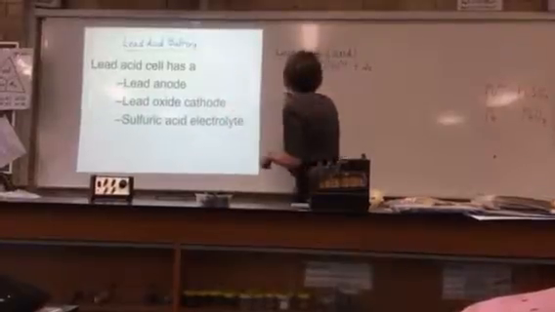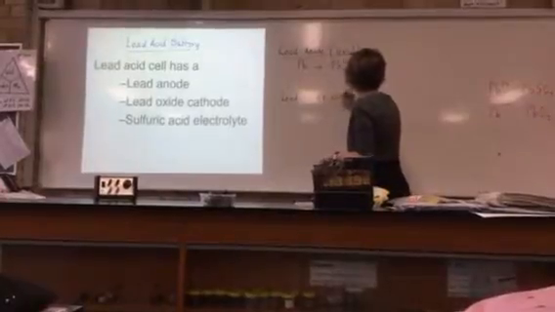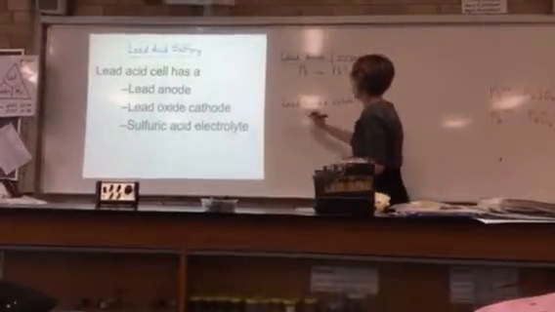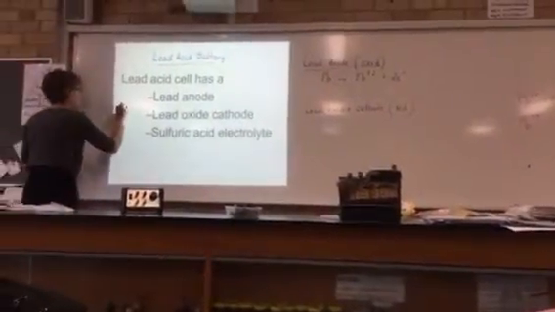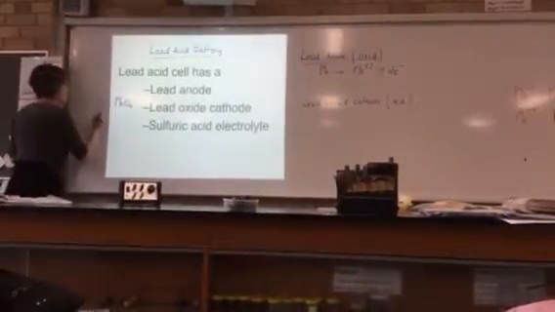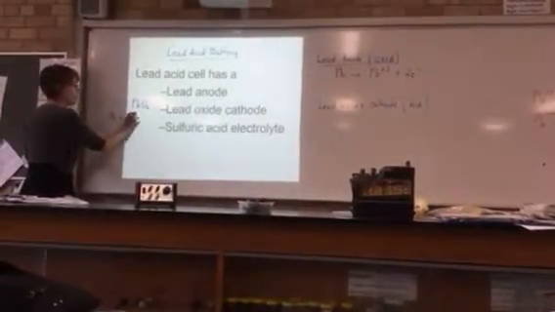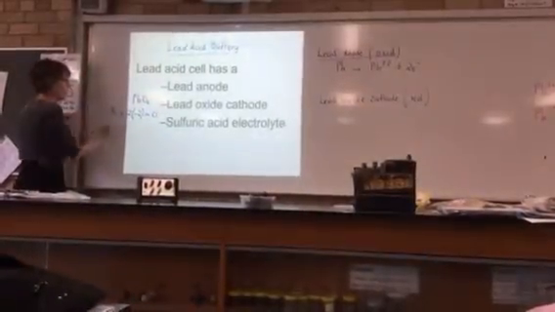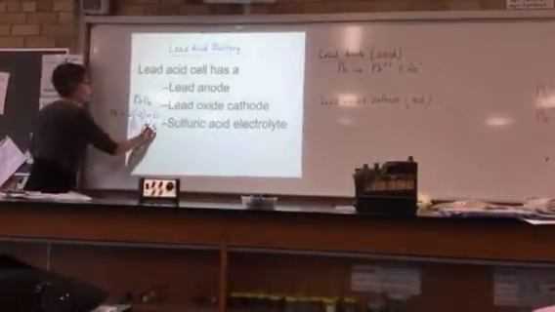Moving on to the lead oxide cathode. We know that the cathode is always where we have reduction happening. So we've got lead. Now, we just need to look at the charge in lead oxide, PbO2. This is our oxidation number work. Whatever the oxidation number for lead is, when we add it to 2 lots of the oxidation number for oxygen, overall the charge is 0 because lead oxide is a molecule. That gives us that the effective charge or the oxidation number for lead in lead oxide is +4.